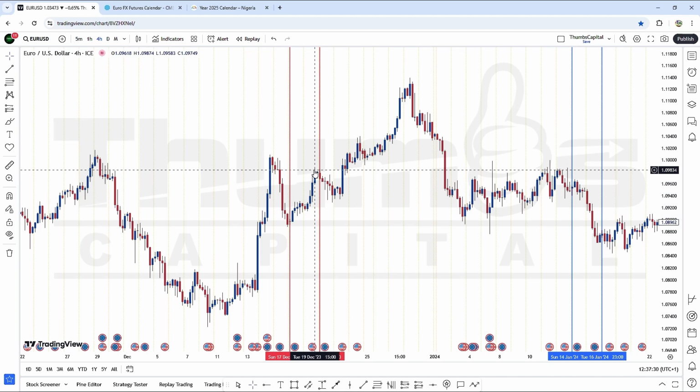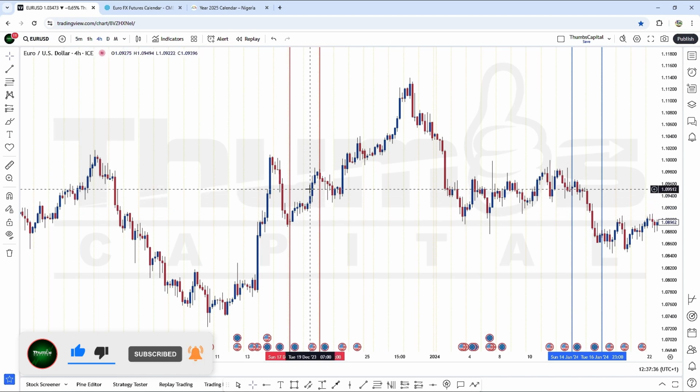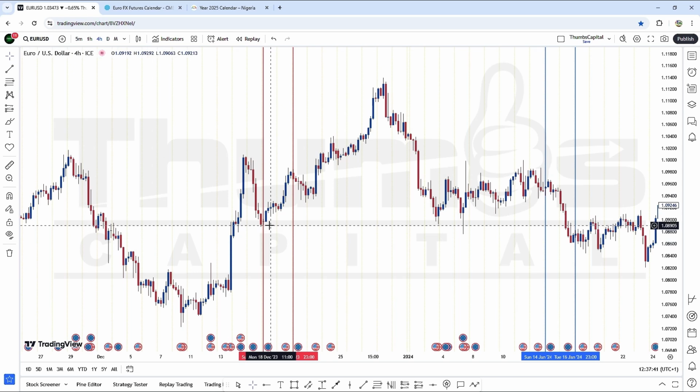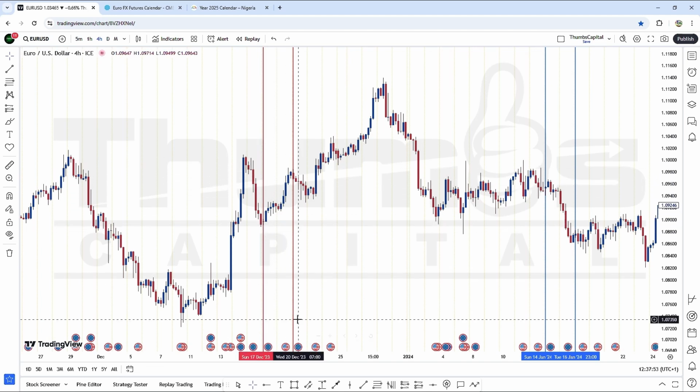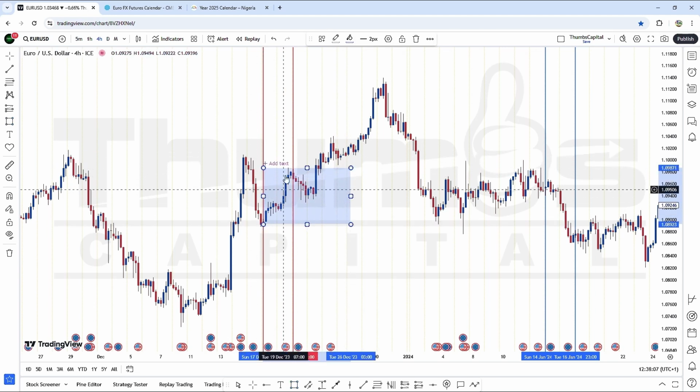18th and 19th of December 2023 was when the quarterly contract was opened. To mark the control block for this quarter, we mark this range, which is the highest point within the opening period and the lowest point. So that's the high and low of that opening period. So this is the quarterly control block for this quarter.